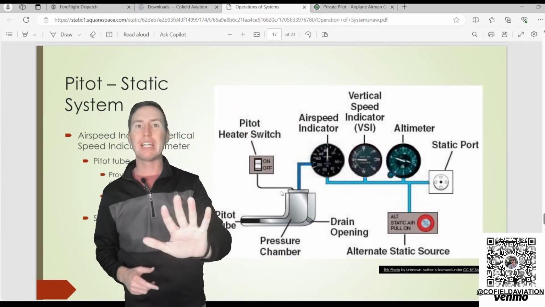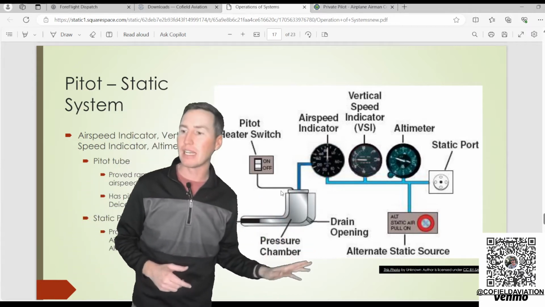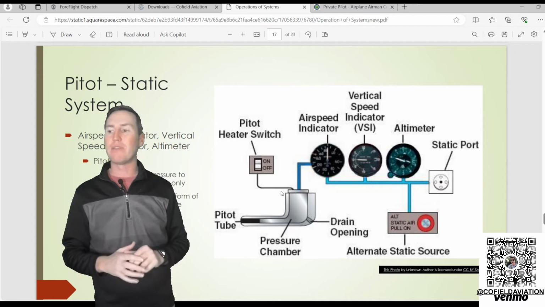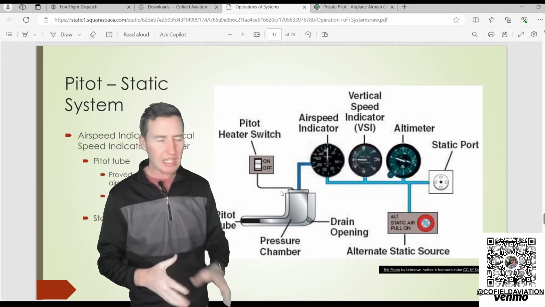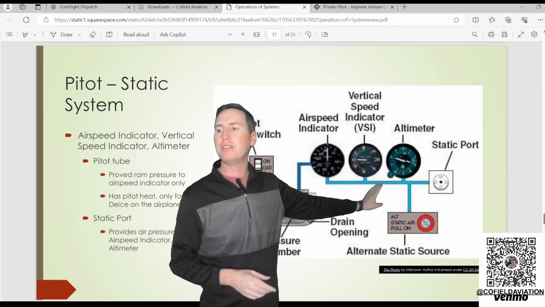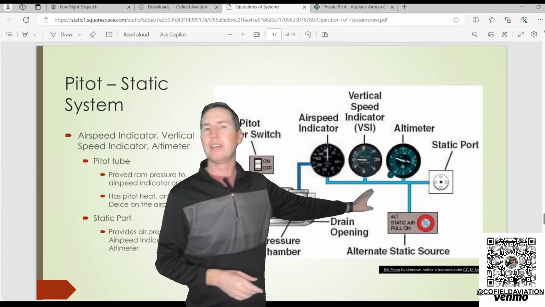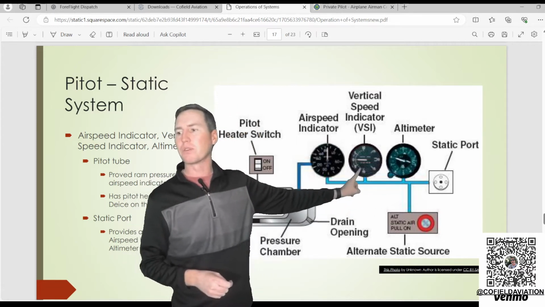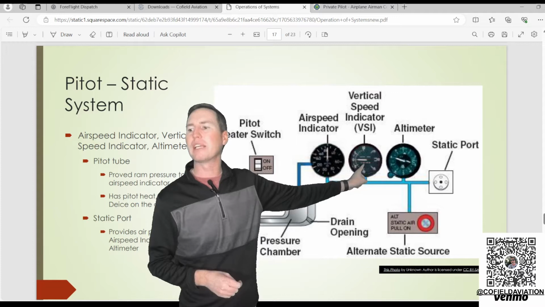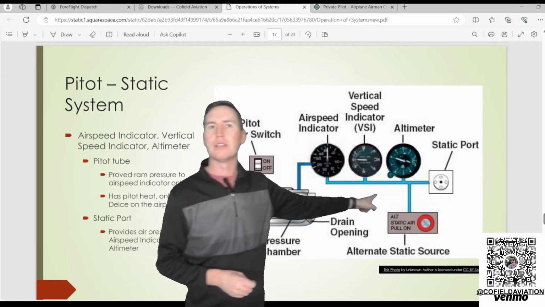Now, if you're in an airplane that does not have alternate static, some of the older airplanes do not. If you're in an airplane that doesn't have alternate static, the only way we can get air pressure into here would be to break one of these instruments. And the one that doesn't matter as much, or matters the least, would be your vertical speed indicator. So you could actually break the glass of this vertical speed indicator to get pressure into the system here.